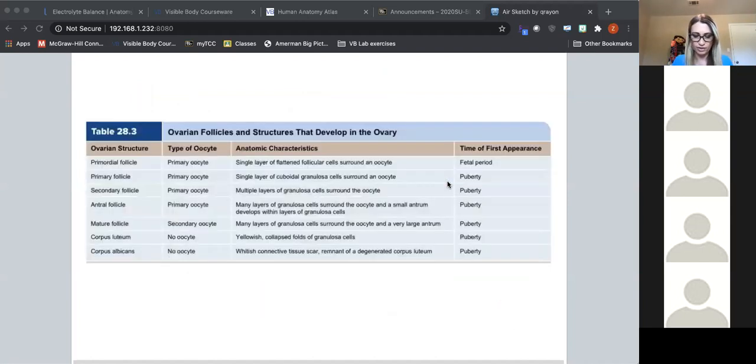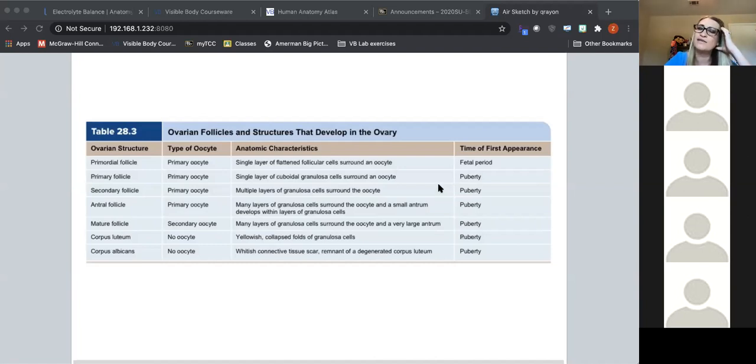Now, here this summarizes where you see your primary follicle and secondary follicle and so on, and then primary and secondary oocytes. So you can see that between that antral follicle and mature follicle, somewhere there is where meiosis 1 completes, and you get that meiosis 2. So secondary oocyte would be after it enters meiosis 2.